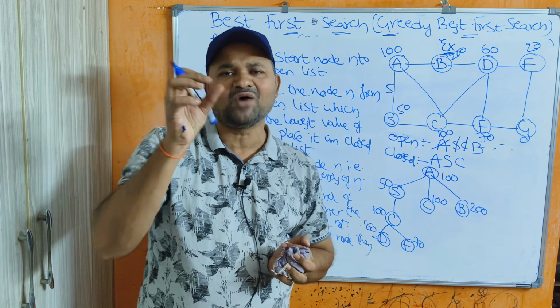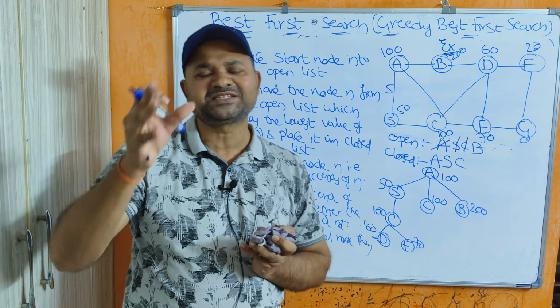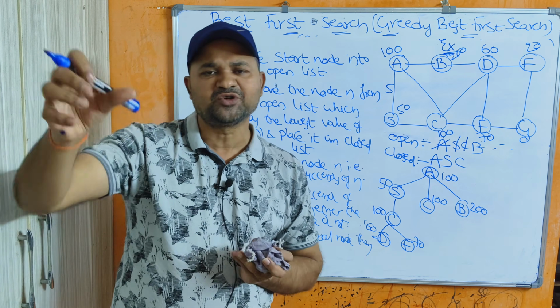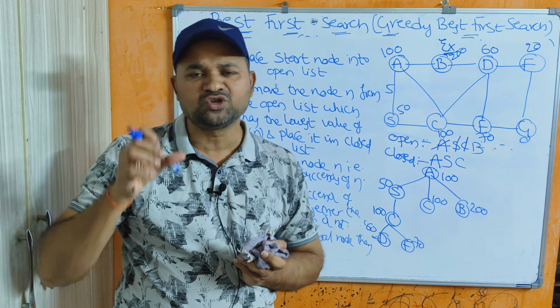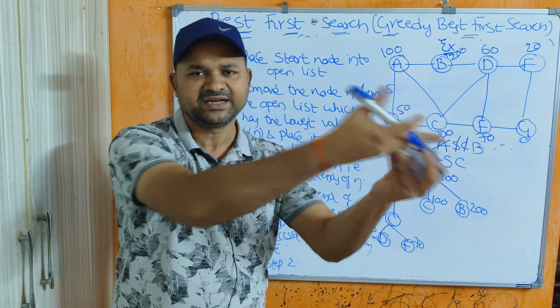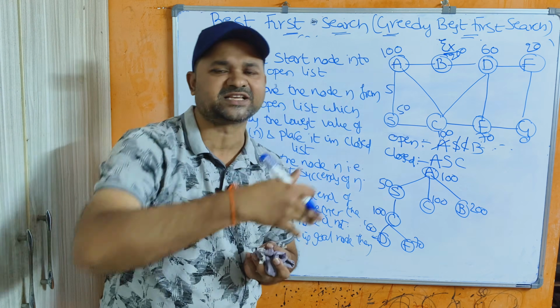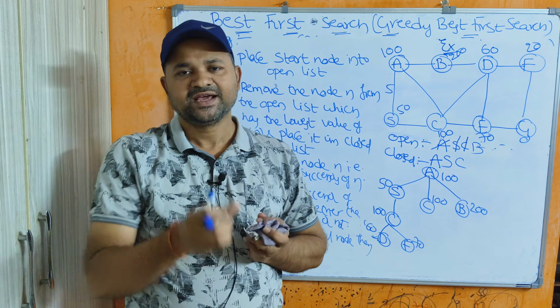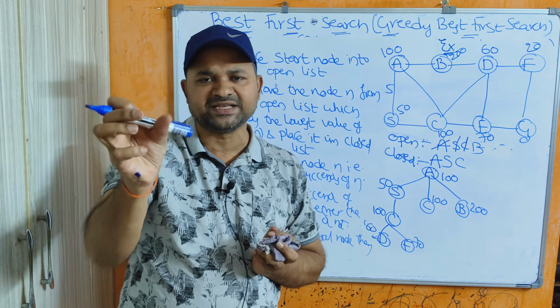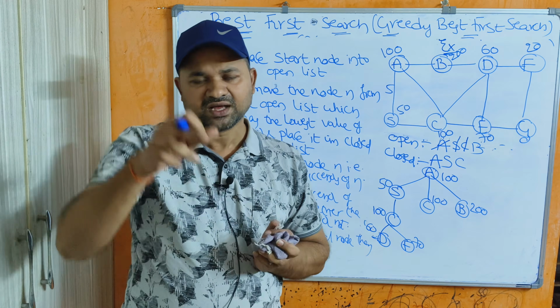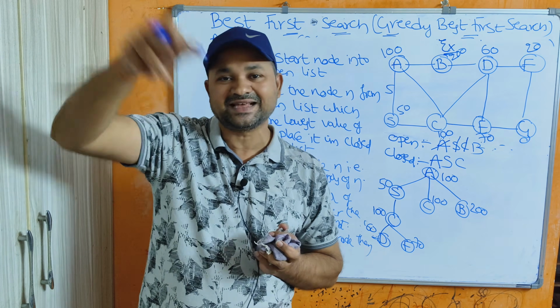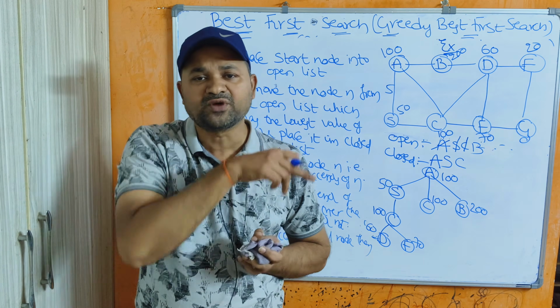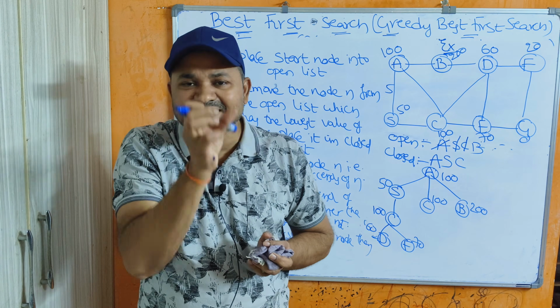So first here we will have open list and closed list. Open list contains the list of nodes that are to be expanded further, whereas closed list contains the list of nodes that are already expanded, already explored, already traversed. Here we have to remove a node from the open list and place it in the closed list. That means we need to expand the successors of that node. Out of all the successors, we need to select the best successor.